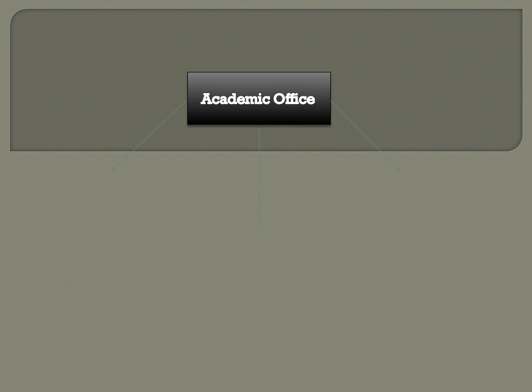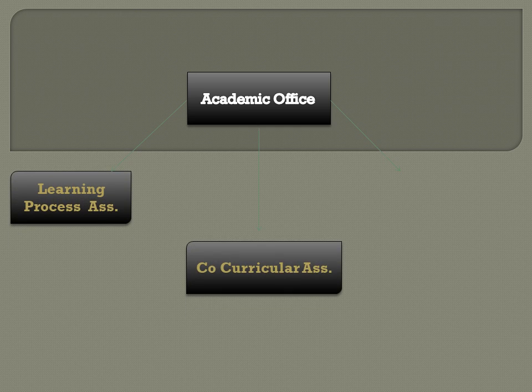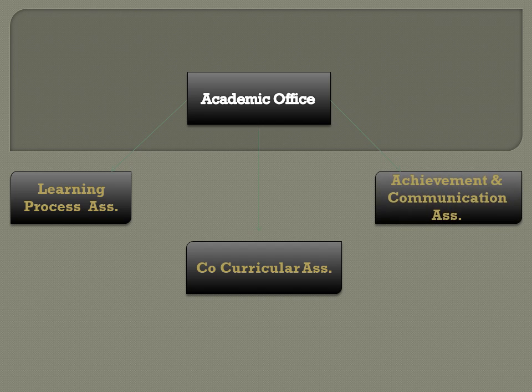Of course, you have to start with the academic office. The academic office is going to lead the nursery or the academy, and if you are going to start with a not so large number, you need to have at least 3 departments and 3 leaders or sub-leaders: learning process assistant, co-curricular assistant, and achievement and communication assistant.